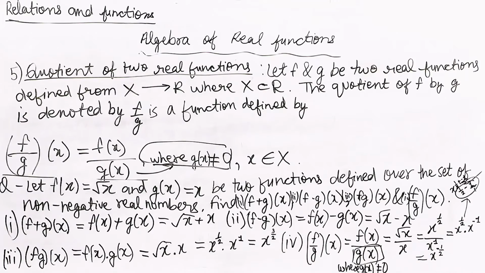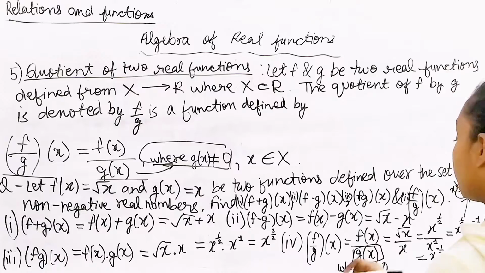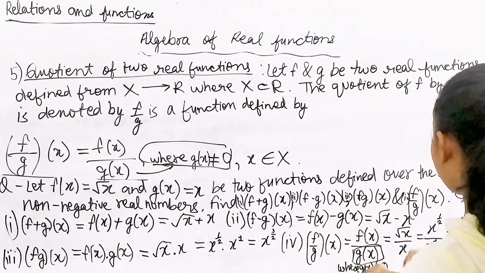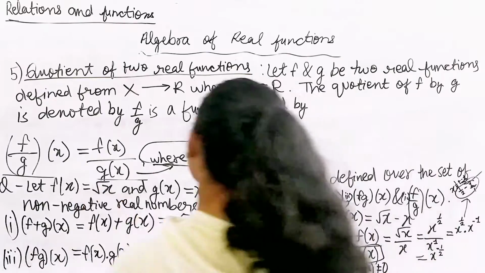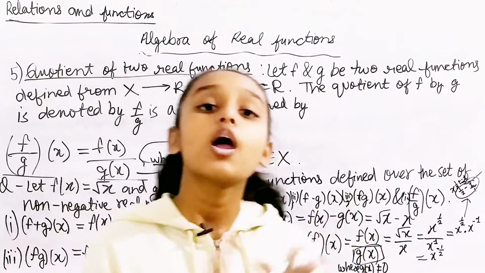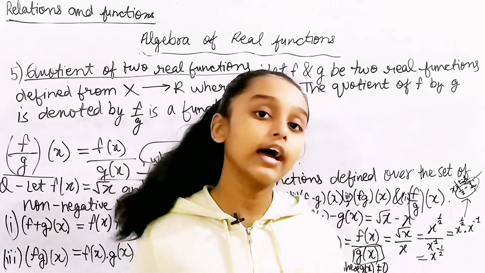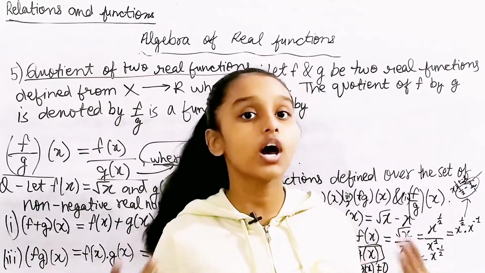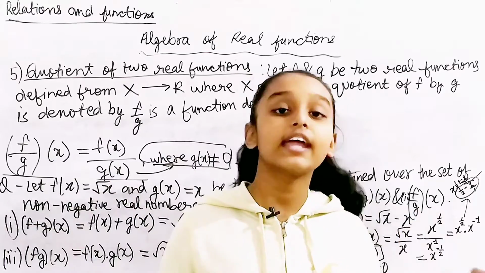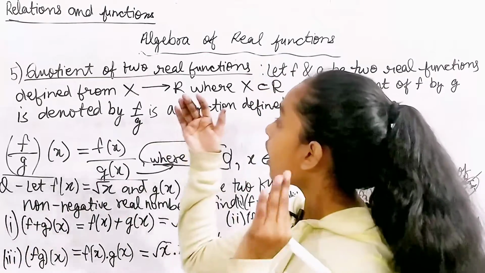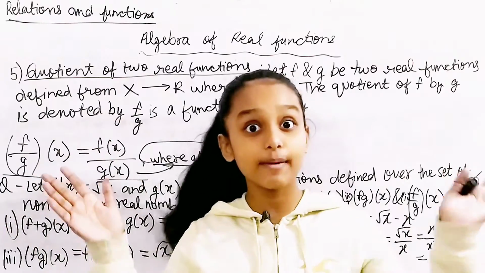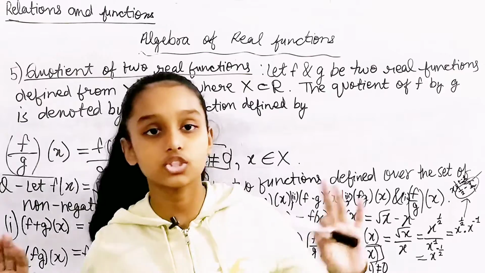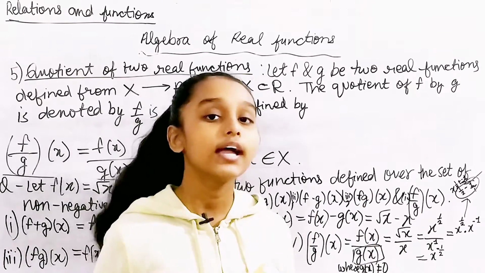So I've got the answers for all four parts. We have solved this question, and through this question, we can be sure that the topic is clear to us. We have discussed algebra of real functions, and the discussion is now complete. That's it.